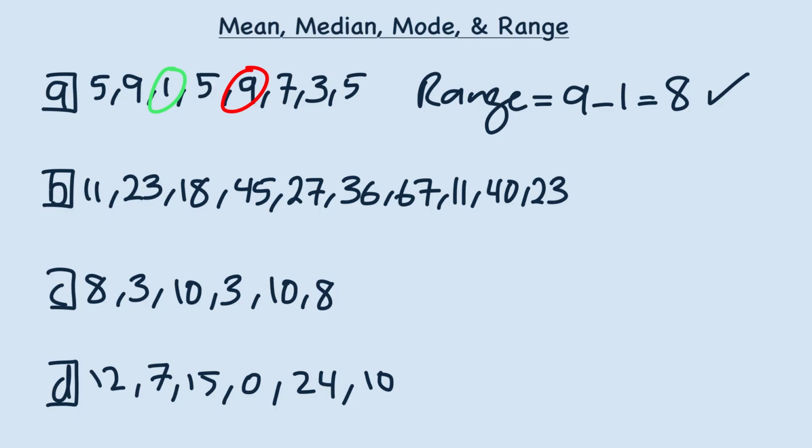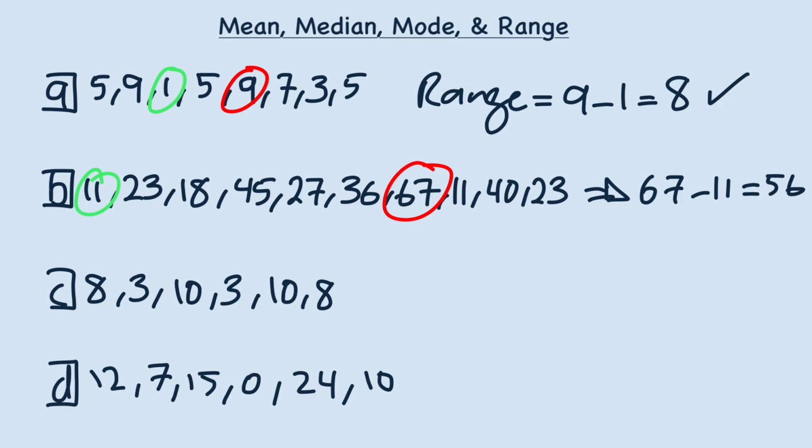So let us check now example B. Try to solve it, then check your answer. So for example B, the largest number is 67 and the smallest number is 11. So simply we have to subtract them. So 67 minus 11, which equals 56.